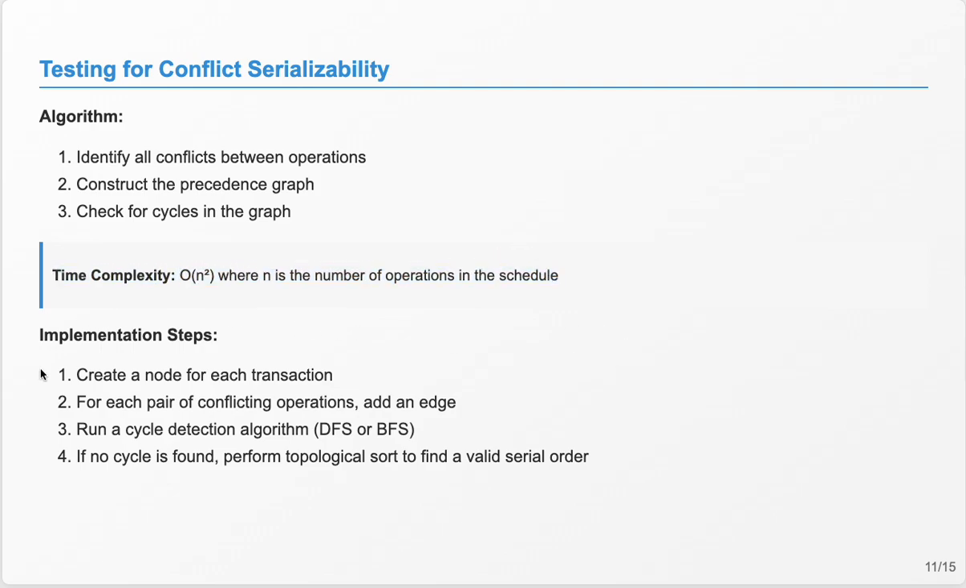Now here's how you implement it. First, create a node for each transaction. Then add edges for conflicting operations. After that, use depth-first search or breadth-first search to detect cycles. Finally, if there's no cycle, perform a topological sort to find a valid serial order. If you find a cycle, the schedule is not conflict serializable.